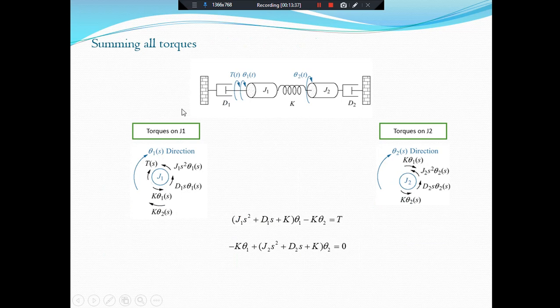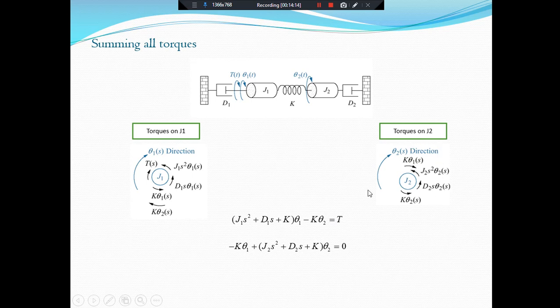These are the final free body diagrams we have drawn for J1 and J2. This is the total torque on J1 and this one is the torque on J2. Now we can write the equation simply. We will add the anti-clockwise forces and subtract the clockwise forces. Right? Three forces are acting in the clockwise direction: J1 S2 theta 1, D1 S1 theta 1, and K theta 1. And which force is acting in the anti-clockwise direction? That is K theta 2. And applied torque is equal to T.